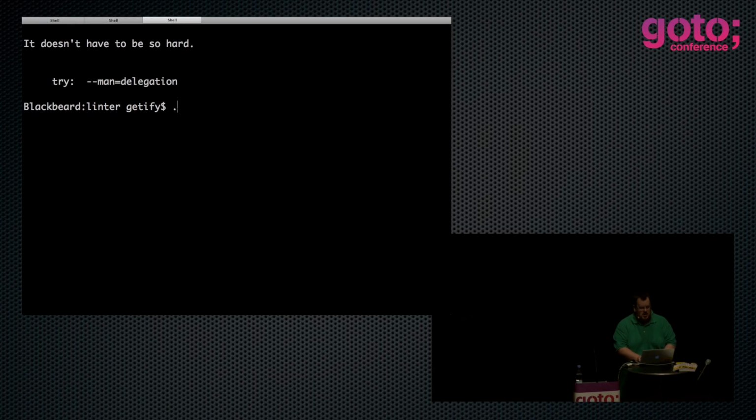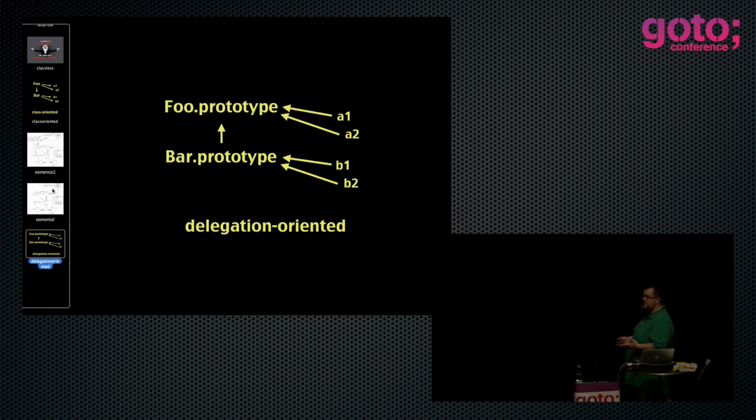But if we instead embrace how JavaScript actually works, if we look at it as delegation, using that terminology, you'll notice the arrows now go from right to left and bottom to top. Because in this scenario, the relationship is how it actually works in JavaScript. These are live linkages on the prototype chain rather than copies of properties down the chain. And that's what JavaScript actually does.